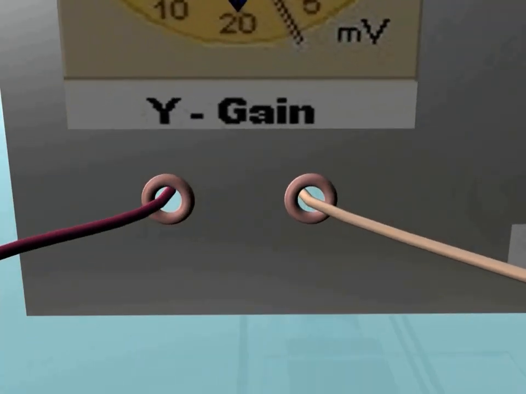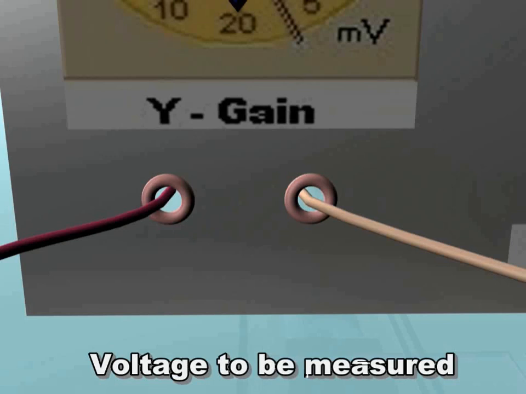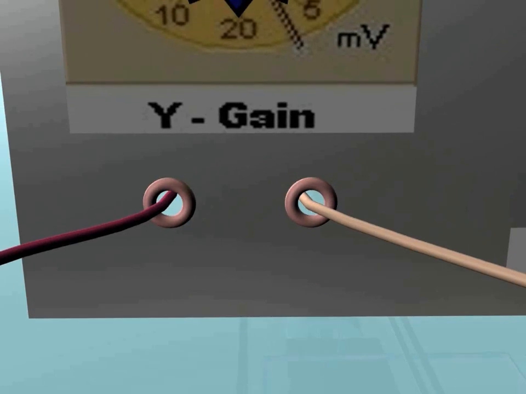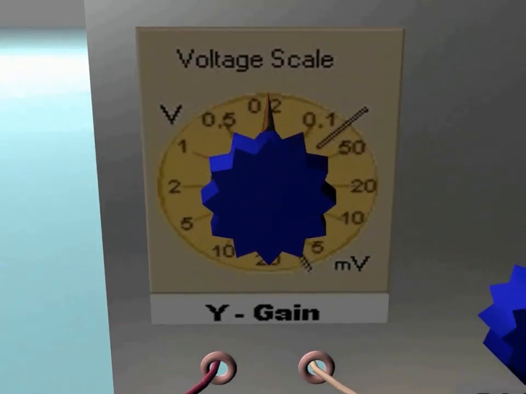This is where we apply our signal, or the voltage to be drawn by the oscilloscope. The signal can be as simple as a DC battery, or as complex as sound captured by a microphone. Also, they are connected to a button to control the amount of deflection by the Y plates. This button is named as Y gain, or sometimes the voltage scale.